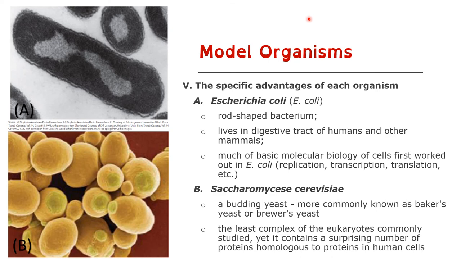And then next, we have Saccharomyces cerevisiae. It is more commonly known as baker's yeast or brewer's yeast. It is the least complex of all eukaryotes commonly studied, yet it contains a surprising number of proteins that are homologous to proteins in human cells. Such proteins typically have conserved functions in the two organisms. The species has a small genome encoding about 6,200 proteins, and it can be grown in a haploid stage. When you say haploid stage, one copy of each gene per cell rather than two as in most eukaryotic cells. And it can be grown under either aerobic, meaning oxygen containing, or anaerobic, meaning there is no presence of oxygen, conditions. Okay, so it is ideal for the identification of genes through the use of mutants.